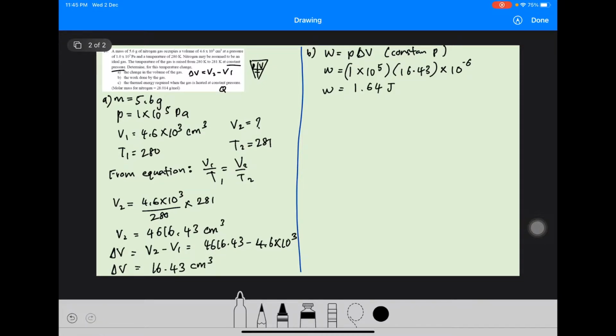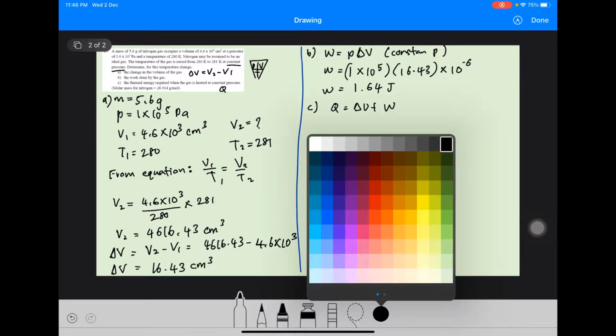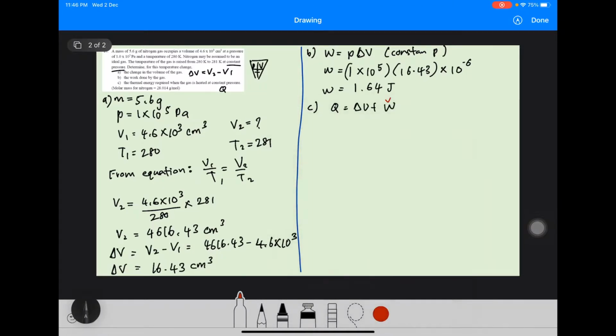Okay, and then for the last question, question C. Okay, they want to find the thermal energy required when the gas is heated at constant pressure. Okay, that one is the keyword for Q. So if you use the first law of thermodynamics, Q is actually equal to delta U plus work. Okay, since you already found the work up here, you don't have to calculate more. You can use this value. Again, if you have a negative, you have to substitute the negative inside here. And then for delta U, you have to find it first.